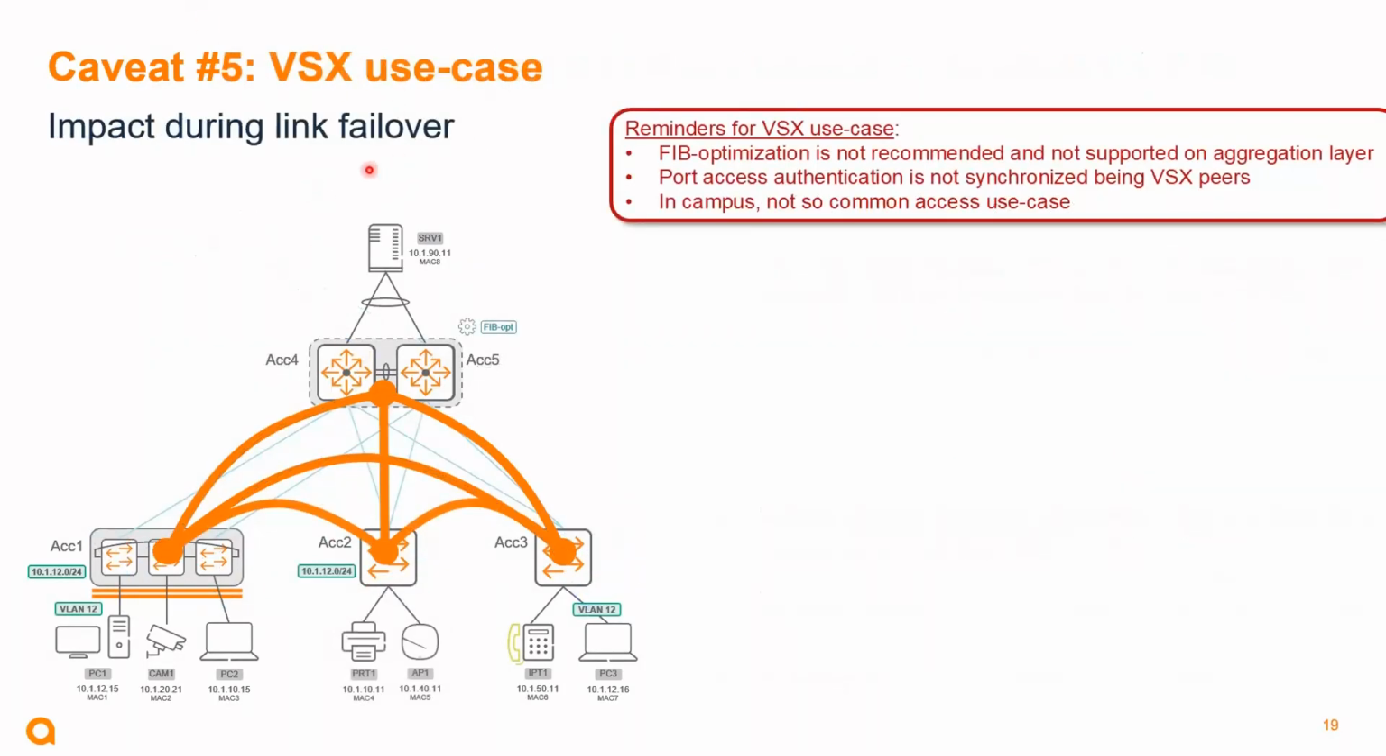Now the VSX use case and the potential impact. A reminder for the VSX use case in that context: first of all, FIB optimization is not recommended and not supported at aggregation. You will recognize that I switched the aggregation switch name to access. Being aggregation, we know that FIB optimization should not be here, but imagine this is an access. Remember that the port access authentication is not synchronized between VSX peers. We consider this not so common in the campus as an access use case.